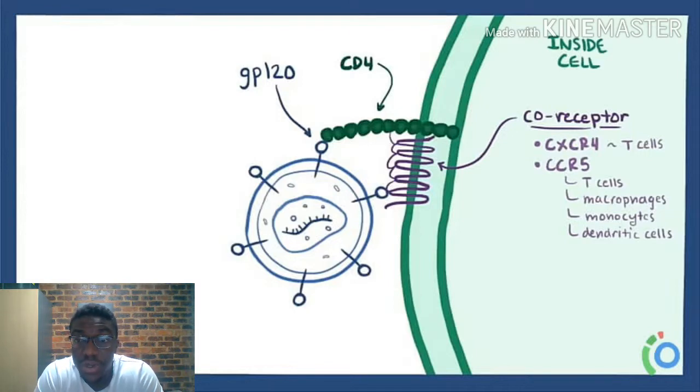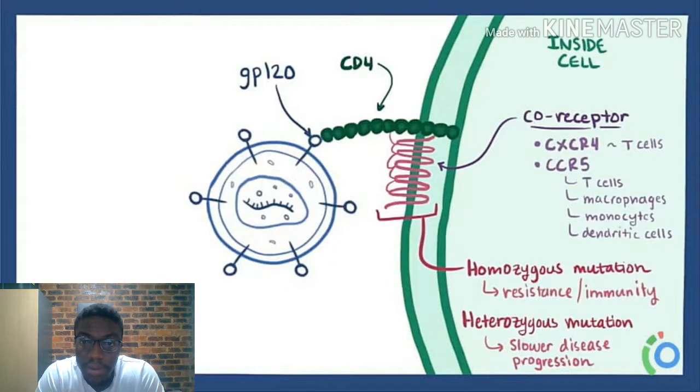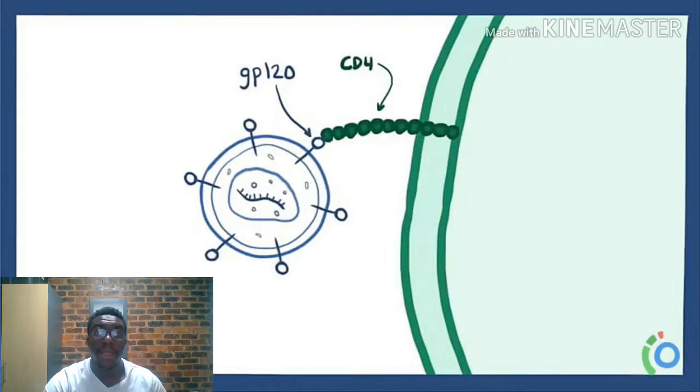Some HIV strains use CCR5 for the initial infection, however, evolved to use CXCR4 later during the infection. Viruses that can use both co-receptors are called dual-tropic viruses. Some people are born with a deletion of CCR5 and are essentially resistant to HIV infection.